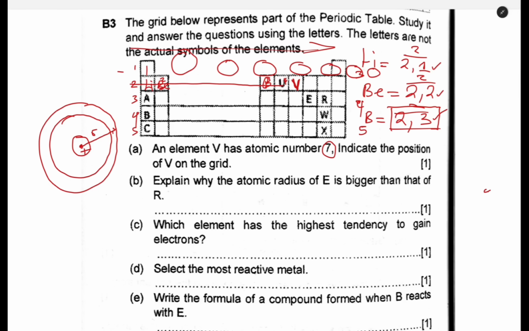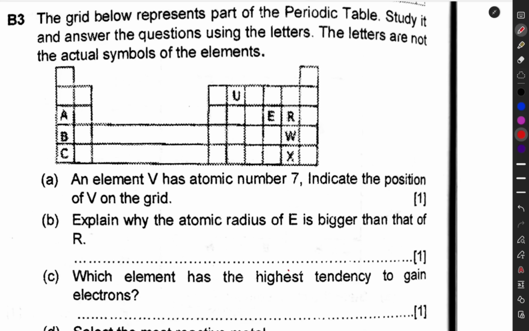Okay, so for question B: explain why the atomic radius of E is bigger than that of R. How do you answer such a question? With what I've explained, you can simply say because E has a less positive nucleus compared to R. Okay?